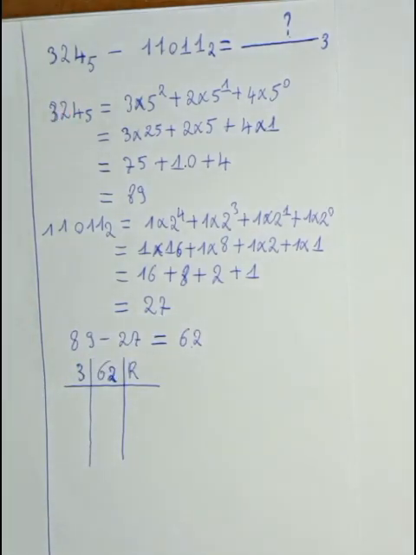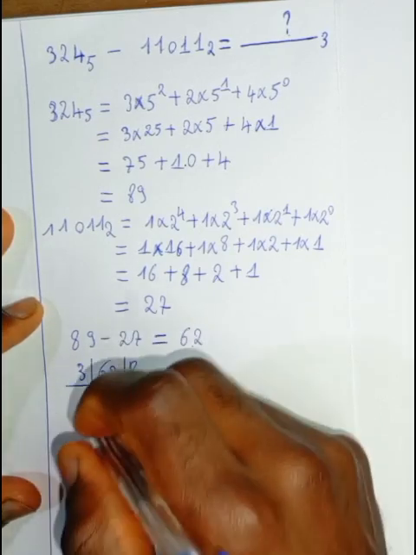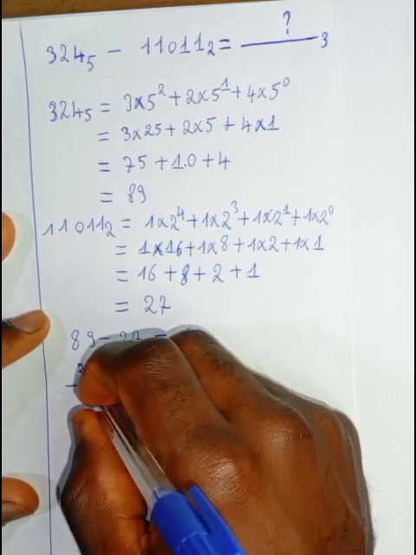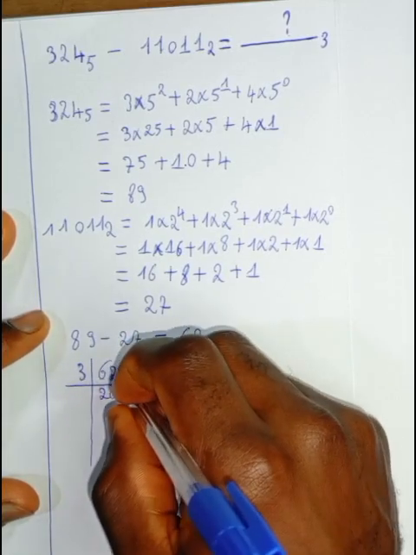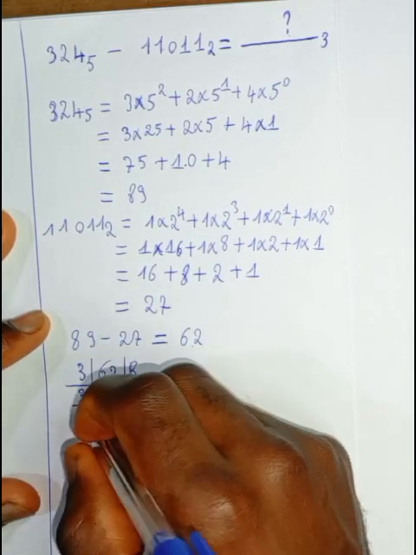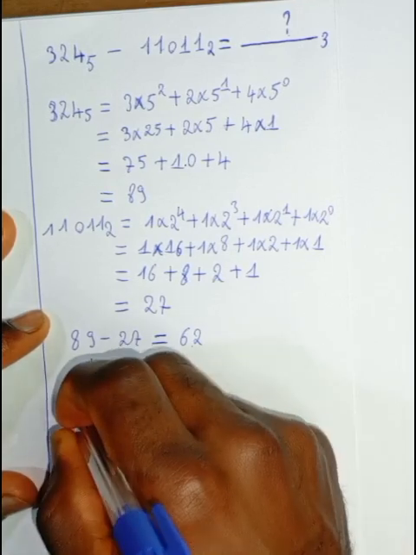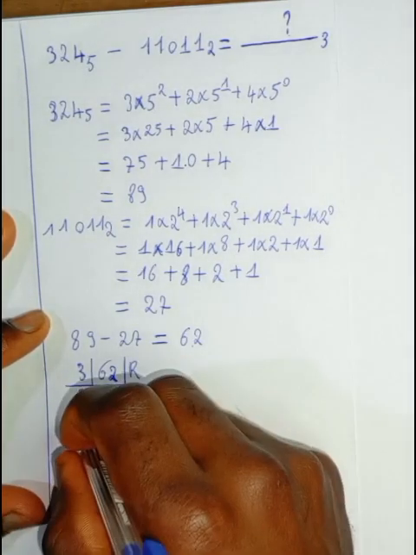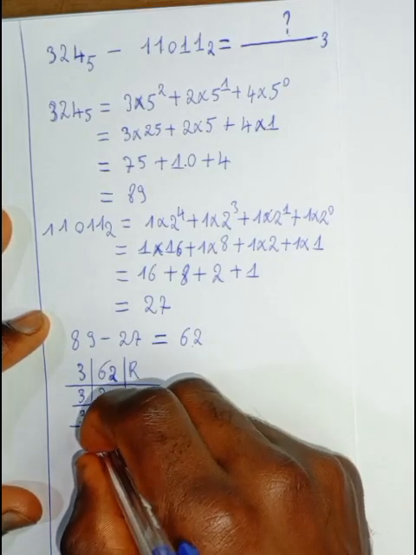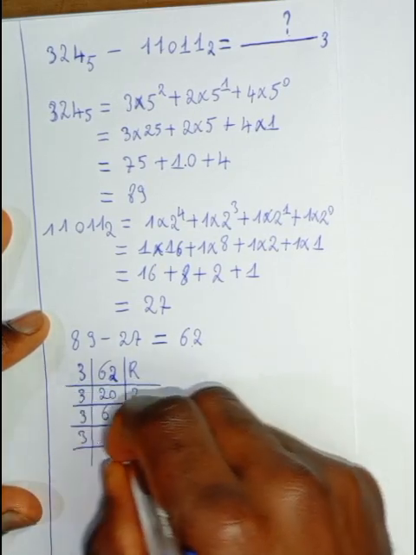62 divided by 3, the whole number will simply be 20, and the remainder 2. If you divide 20 by 3, the whole number part will simply be 6, remainder 2, bring down 3. 6 divided by 3, the whole number part will simply be 2, remainder 0, bring down 3.